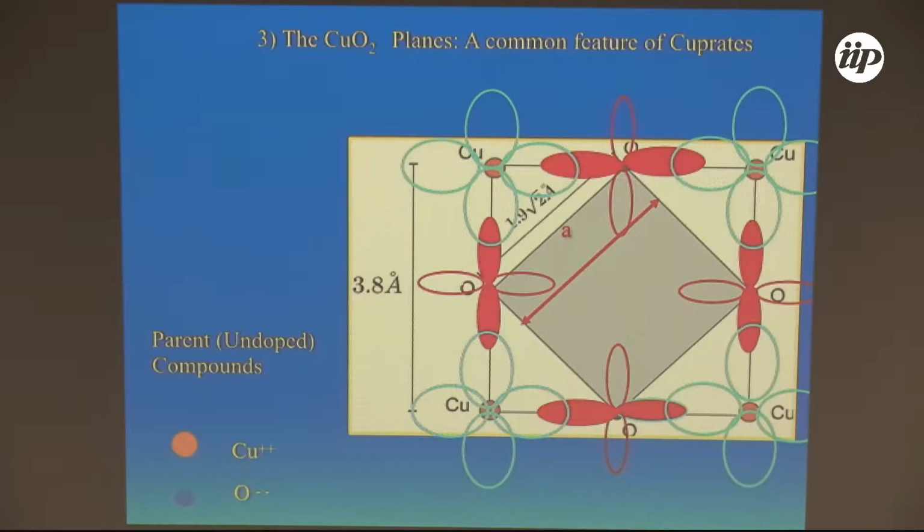We have px and py orbitals, which are coplanar with these copper oxide planes. But, okay, the copper lattice is half-filled, but it's a Mott-Hubbard insulator. So these are localized spins which interact via a super-exchange coupling, giving an antiferromagnetic insulator state.